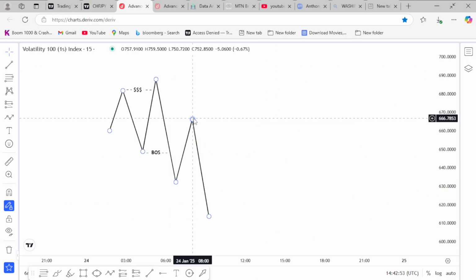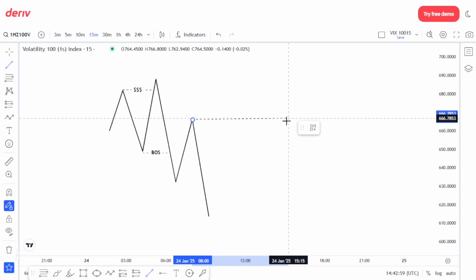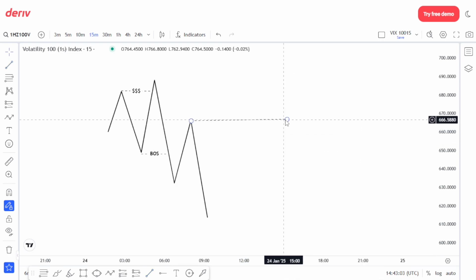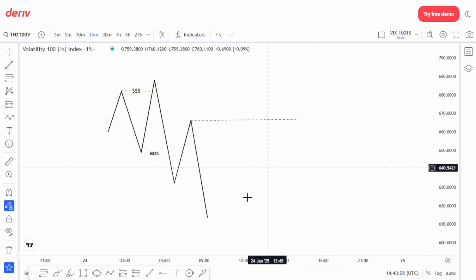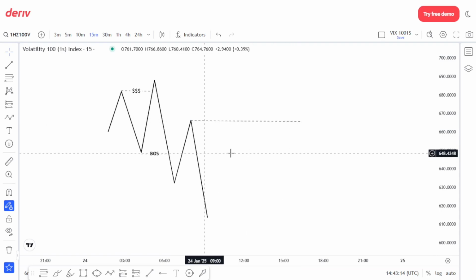This pullback is for structural liquidity. So we have a pullback, and this is for structural liquidity. What does structural liquidity stand for? It stands for the fact that the market has to come back and sweep the liquidity in that particular zone before continuing to push to the downside or to the upside, as the case may be.